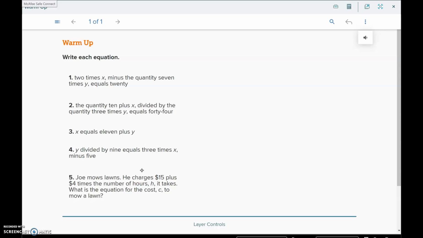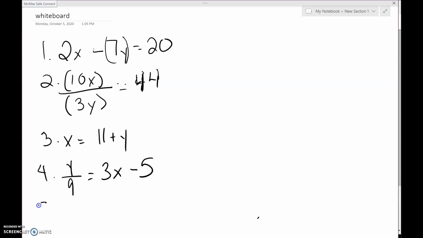The last one, Joe mows lawns. He charges $15 plus $4 times the number of hours, h, it takes. What is the equation for the cost, C, to mow a lawn? All right, so we know we're looking for C, the cost. We need to know how many hours he mowed at $4 an hour plus his flat rate of 15.